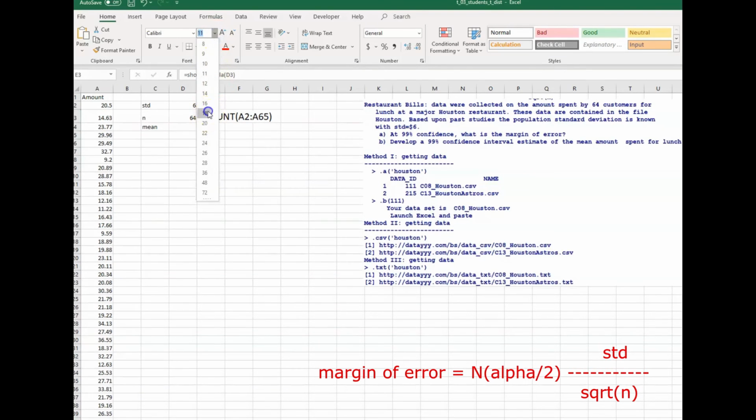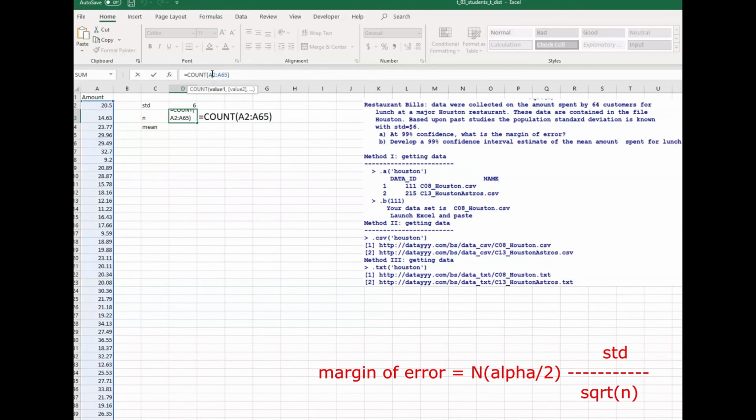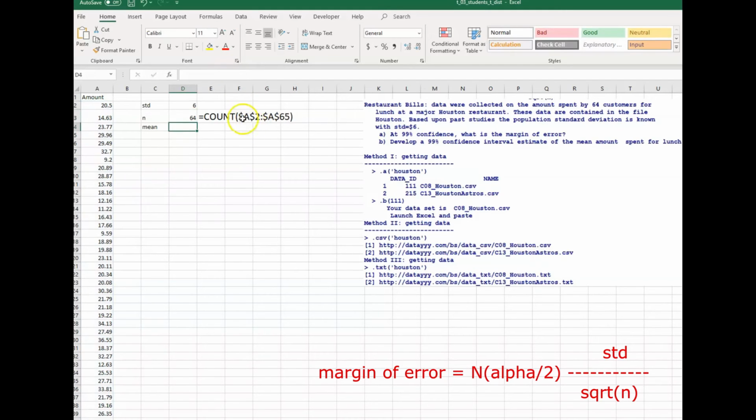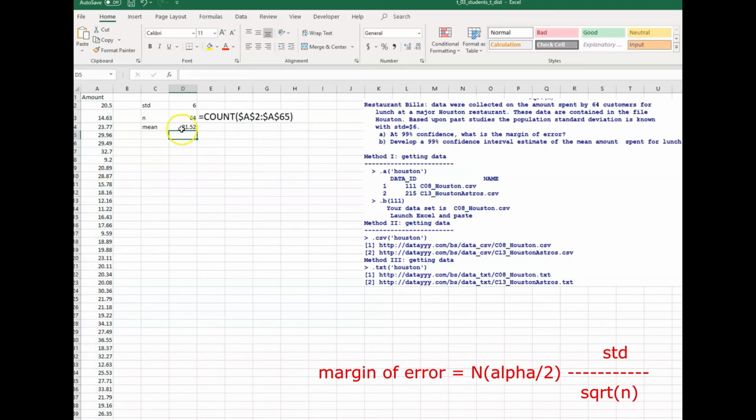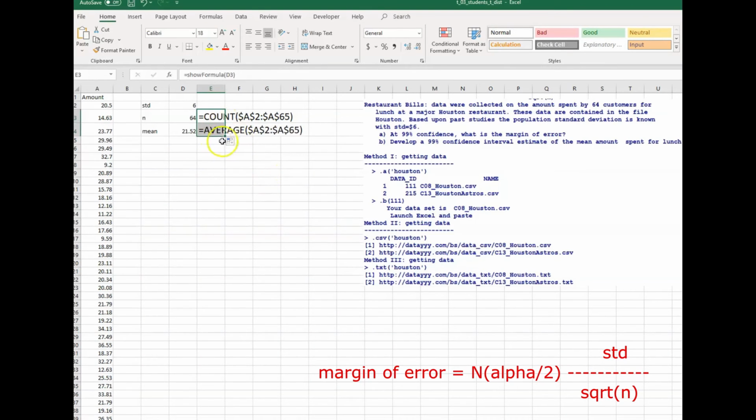Okay, I'll make it bigger. I'm going to hit F4 twice to lock the cell. You can see $A, $2. I'm going to copy the formula. So this is average. Average is 21. I'm going to show the formula. So we use average.